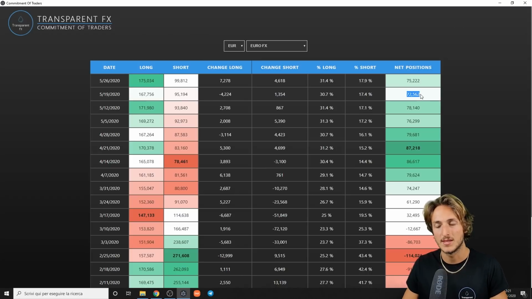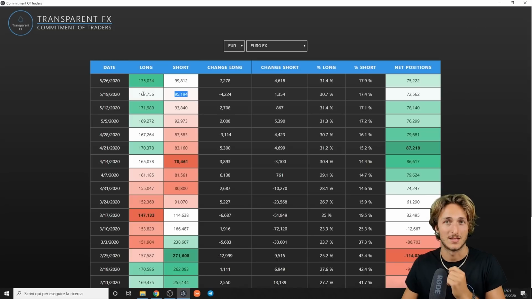What does this mean? It means that hedge funds went from having more shorts than longs to having more longs than shorts on the euro, meaning that they're very bullish on it. In fact, they had 167k longs and 95k short positions, so way more longs than shorts. You definitely expect the euro to get stronger.